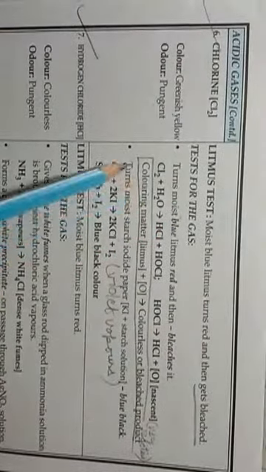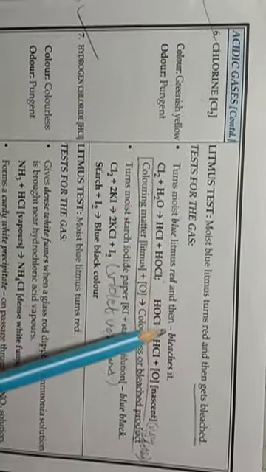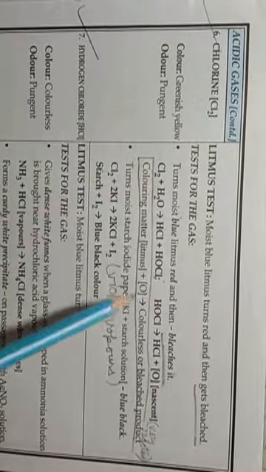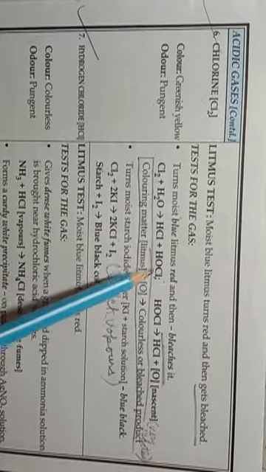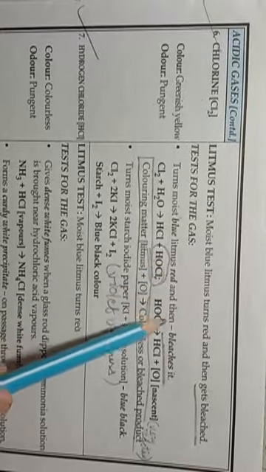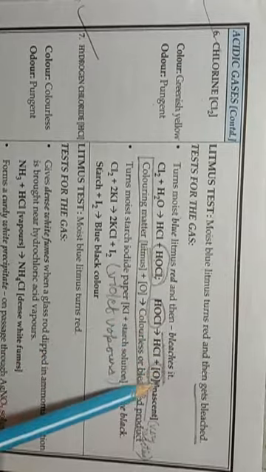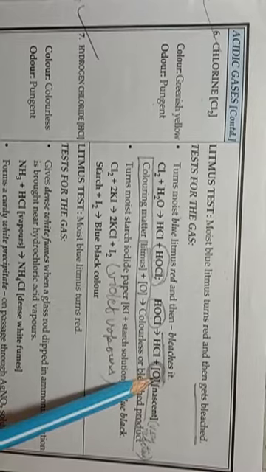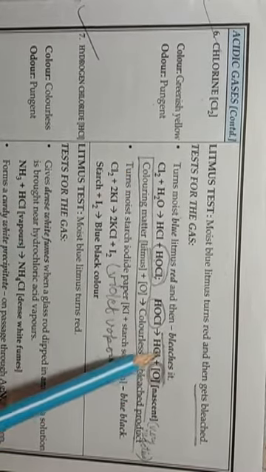Test of the Cl2: it turns moist blue litmus red and then bleaches it. So Cl2 is oxidized and converted in the form of hypochlorous acid, which is an unstable acid, and this unstable acid produces nascent oxygen. Due to this nascent oxygen, Cl2 bleaches the color of the litmus paper.